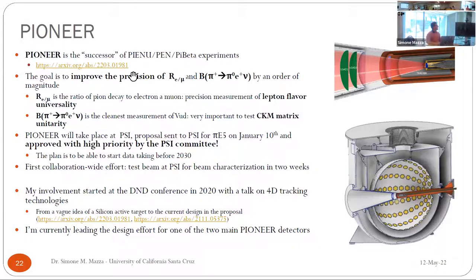And the goal is to improve the precision of this parameter here, the ratio of pion decay to electron and muon, by an order of magnitude. This is because this parameter is a precise measurement of lepton flavor universality. And then the additional goal is to measure the branching fraction of the pion beta decay. Also in this case, we want to go down by an order of magnitude. This is actually the cleanest measurement that you can pick off of V_ud, so it's a very important test to check CKM matrix unitarity.